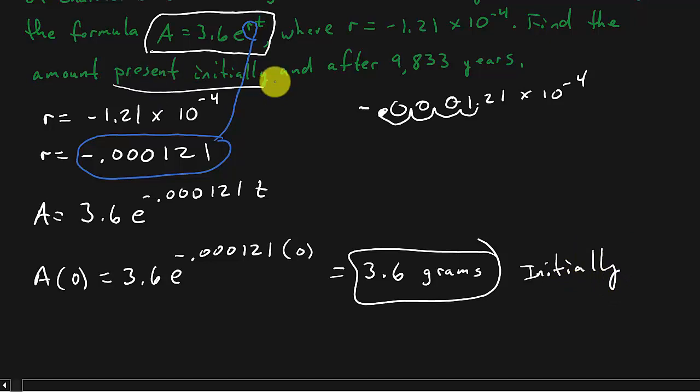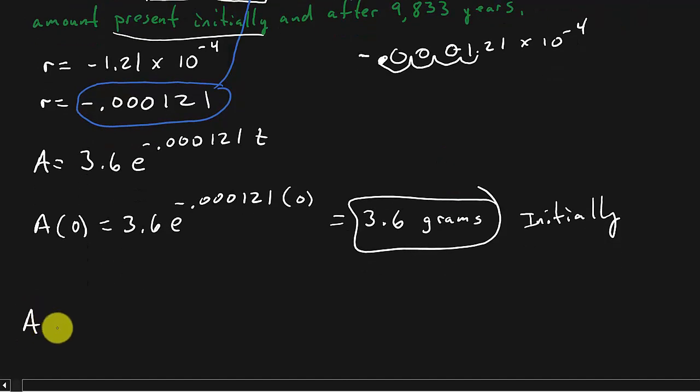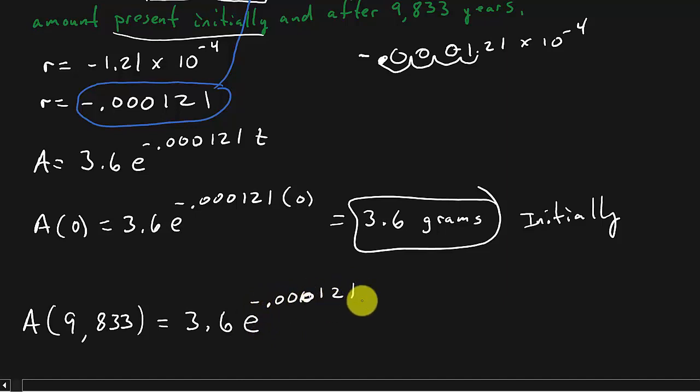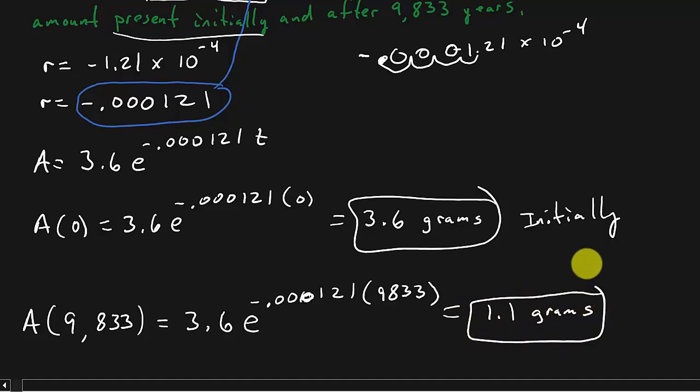And then they ask us how much is present after 9,833 years. So that's T. So A of 9,833 is going to be 3.6 times e to the negative 0.000121 times 9,833. You'll punch that into your calculator, and that is 1.1 grams. And so there's that answer.